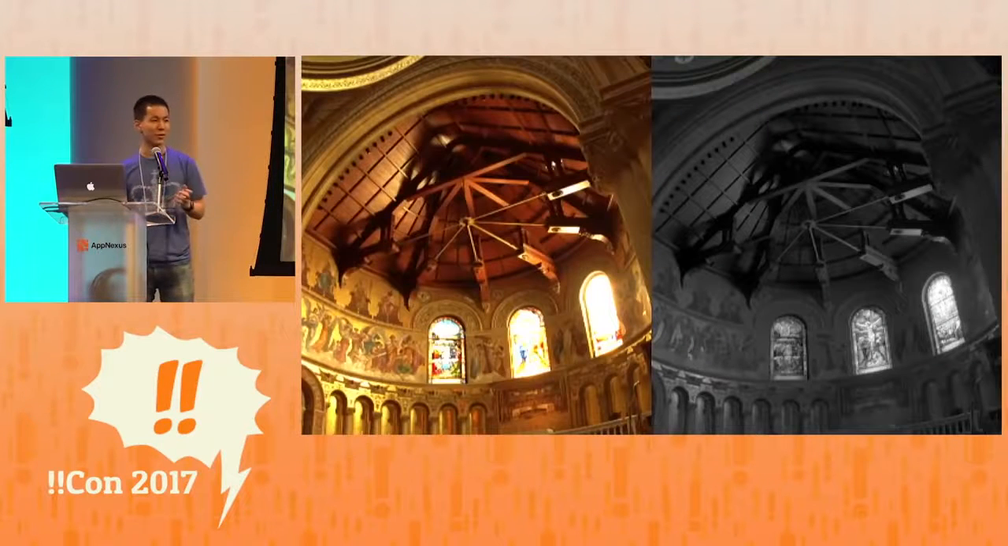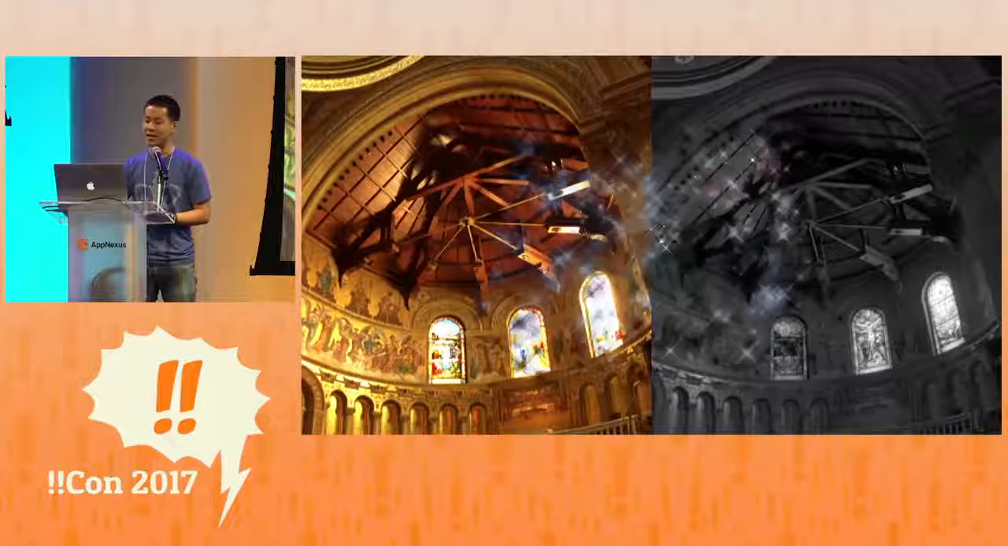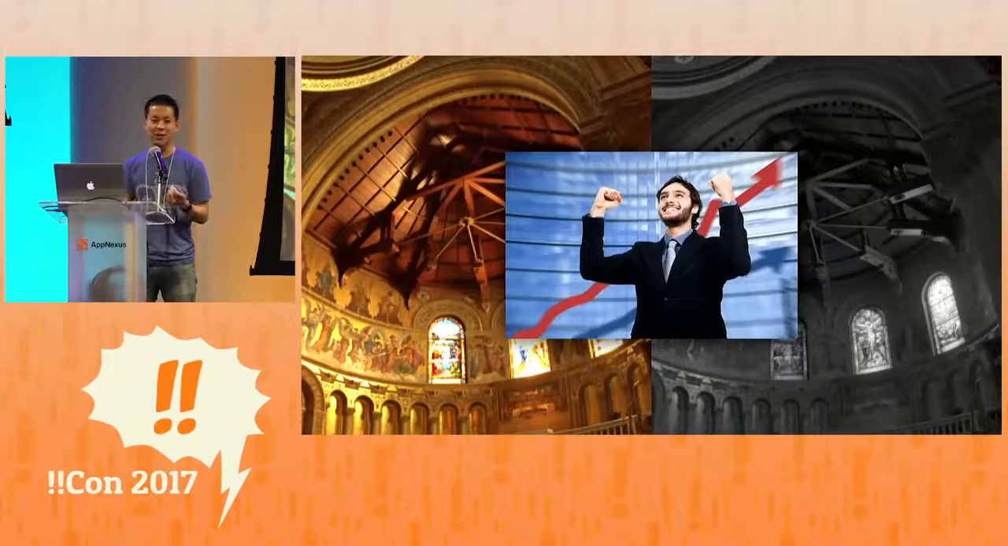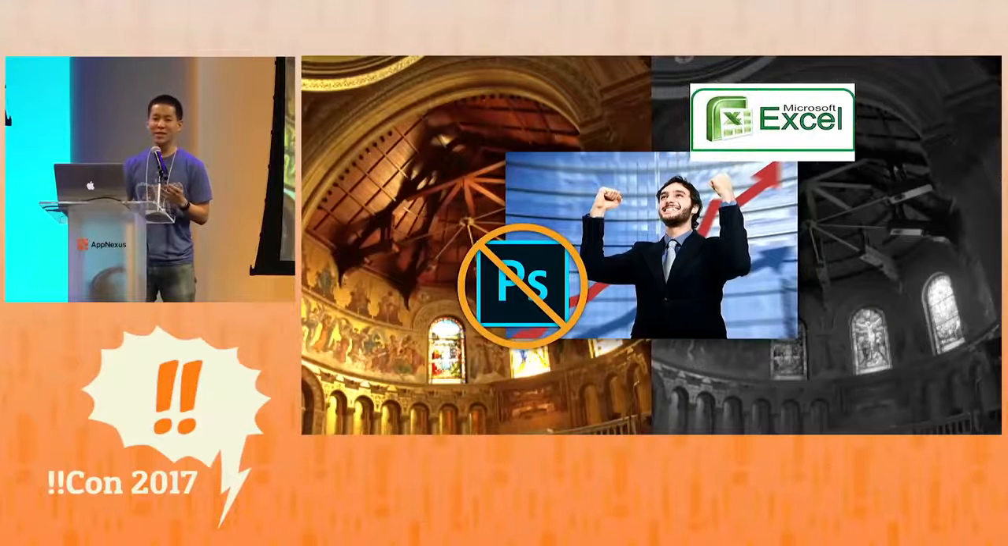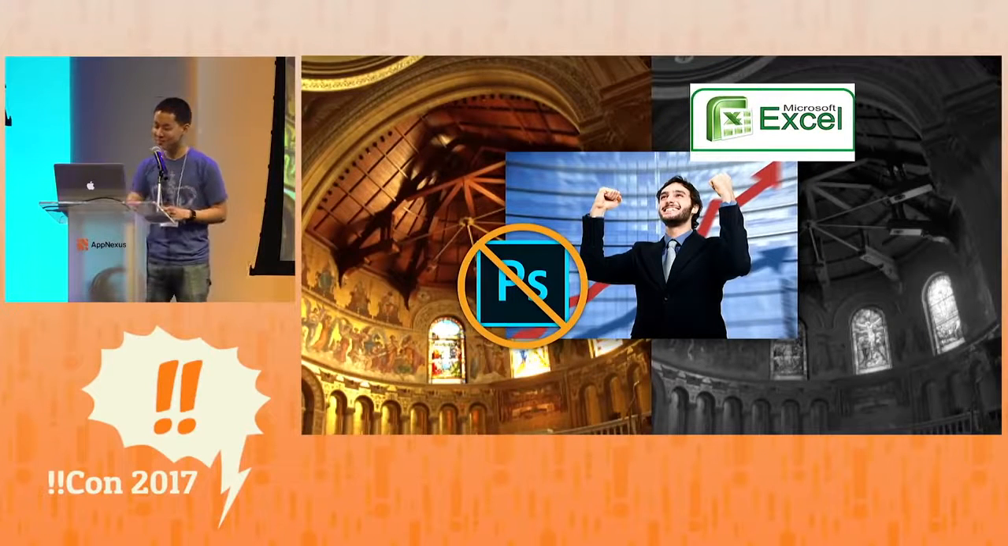And so this is our final result. So you can see here that the windows on the right, you can actually see the stained glass artwork where you can't on the left. So you can tell there's like a picture of Jesus on the cross and like some other stuff in the other windows. And so this means we're successful, and our business people are so happy now because they can uninstall Photoshop and only use Microsoft Excel.